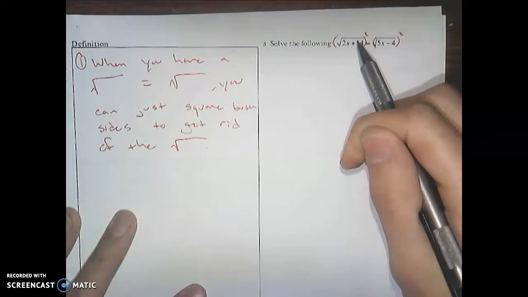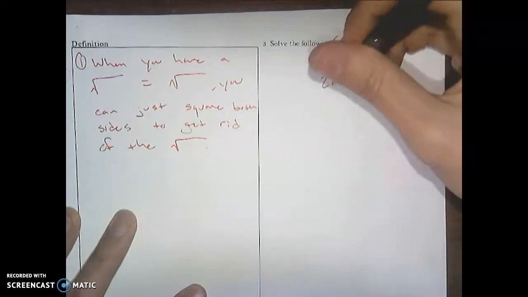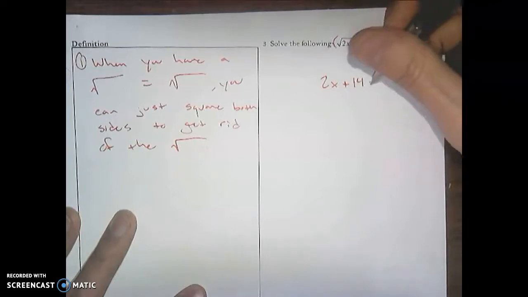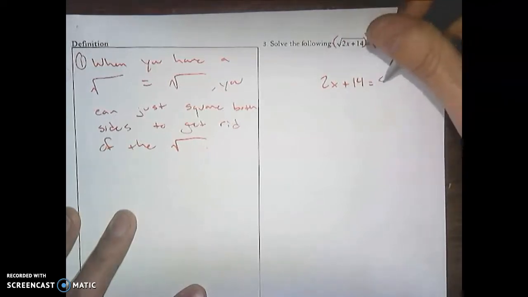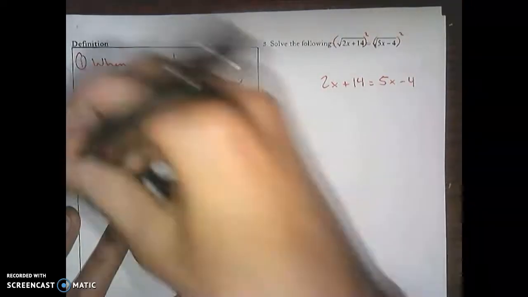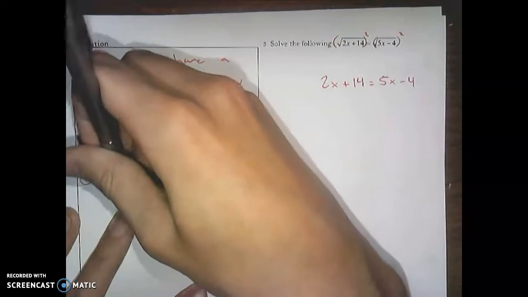We get that these cancel, so we're left with 2x plus 14 is equal to, these cancel, so we have 5x minus 4. Step 2 is we solve as usual.